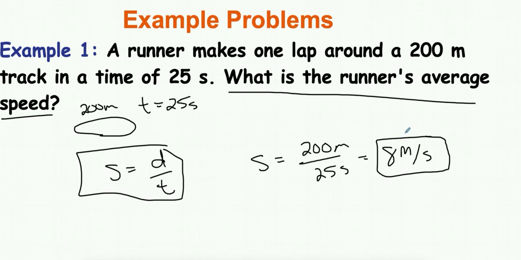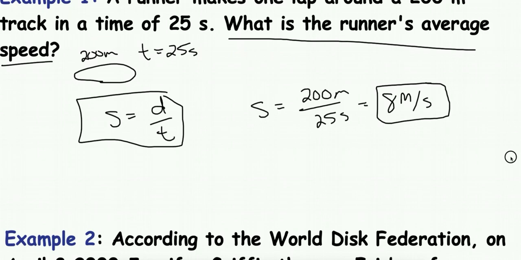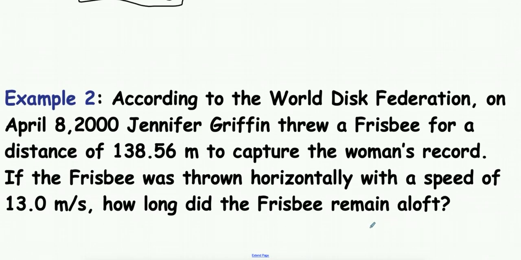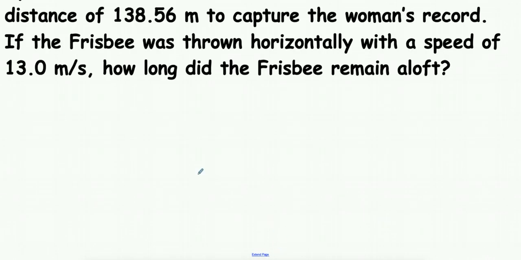Now, talking about average speed again, is the person running constantly 8 meters per second the whole time? Probably not. There's probably other racers involved that have to slow down and speed up. Alright, second example.